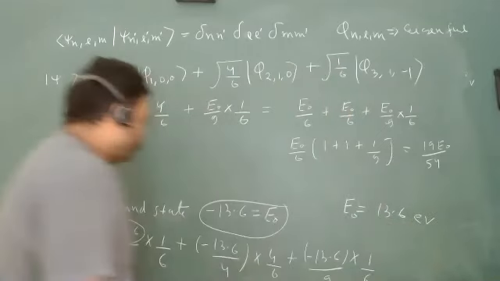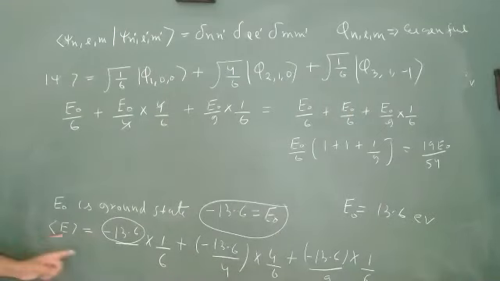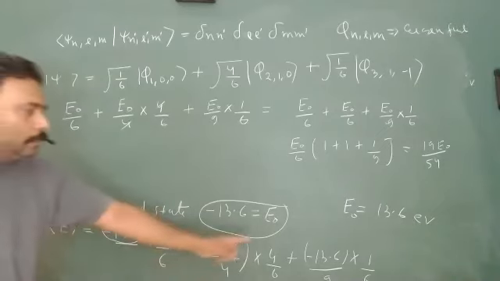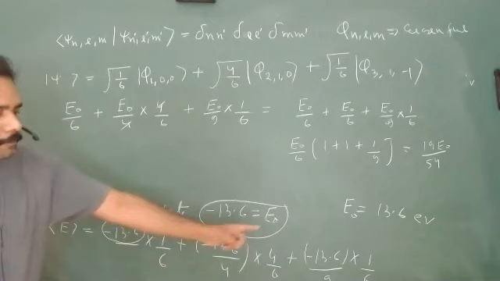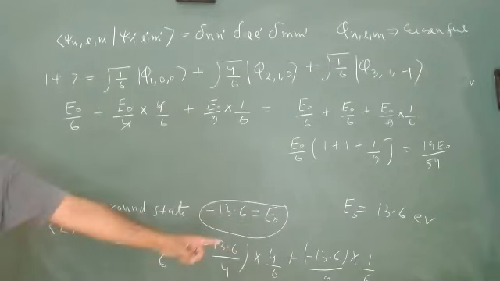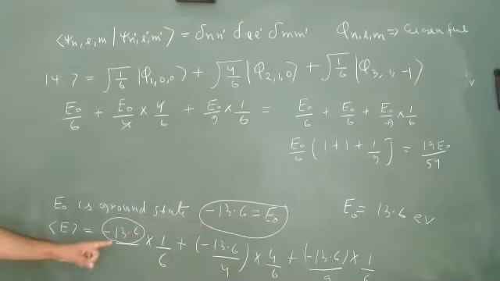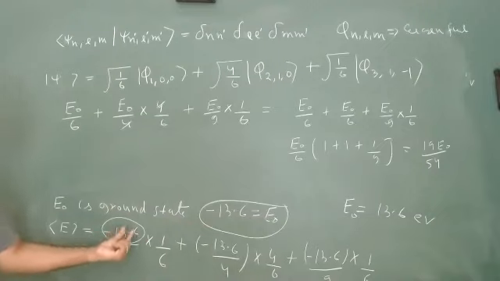So the expectation value of energy will always remain the same in terms of numbers. Please keep that in mind. So what I have to do here is, rather than putting minus 13.6 as E naught, I have to put 13.6 electron volt as E naught.